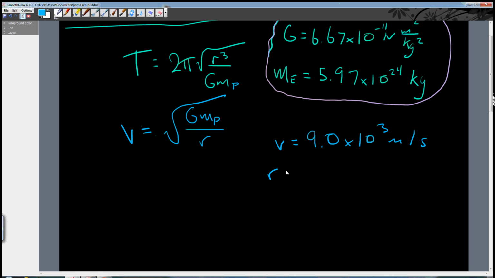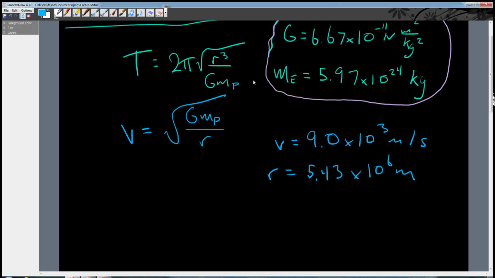So our radius is 5.43 times 10 to the 6 meters. No conversion necessary because we're all in meters. What is the orbital period of the moon?